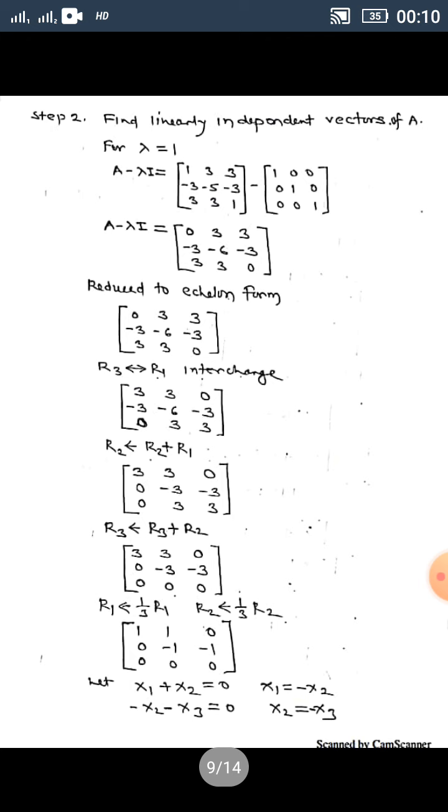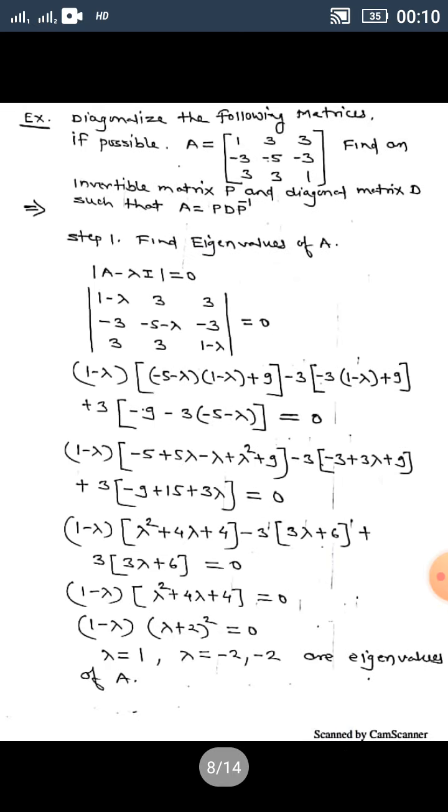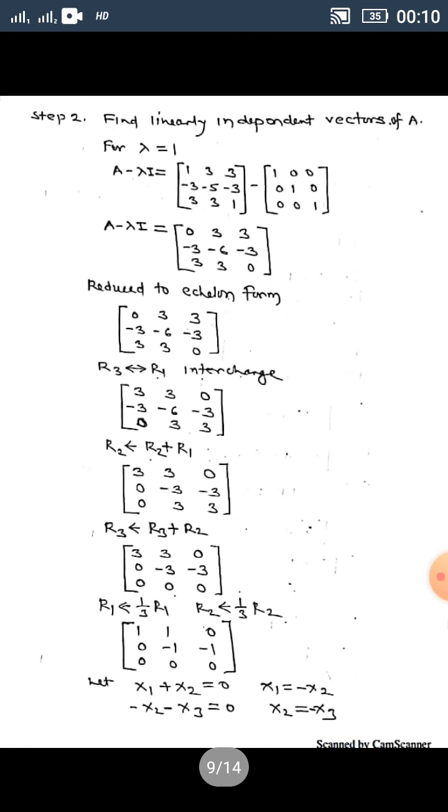Next, step 2. We have to find the corresponding eigenvectors for the eigenvalues. The first eigenvalue is 1. So A minus lambda I. A is [1, 3, 3; -3, -5, -3; 3, 3, 1], and lambda is 1. So the identity matrix remains [1, 0, 0; 0, 1, 0; 0, 0, 1]. A minus lambda I is equal to, the subtraction we take of the diagonal elements of the A matrix only. 1 minus 1 is 0, 3, 3; minus 3, minus 5 minus 1 is minus 6, minus 3; 3, 3, 1 minus 1 is 0.